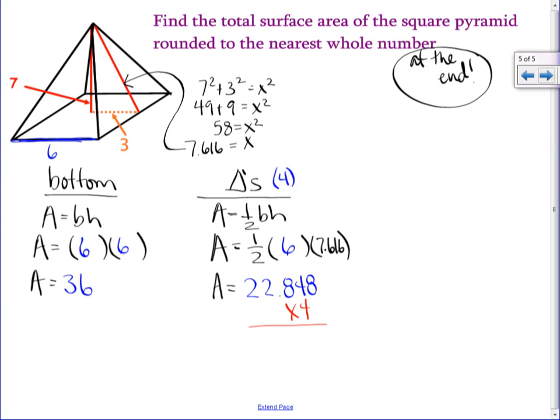So now what is that? 91.392. Now we can add it to the 36, which is what? Rounded to the nearest whole number because now we're finally at the end. 127.39. Okay, so if it's 127.39, the nearest whole number is 127. No units, so we don't need units on the answer. Questions?